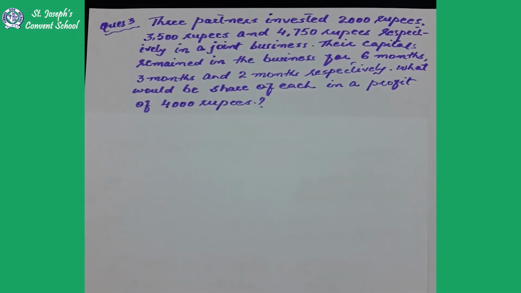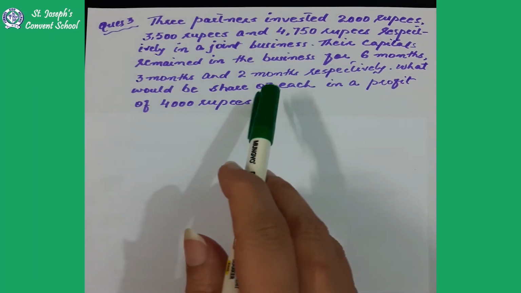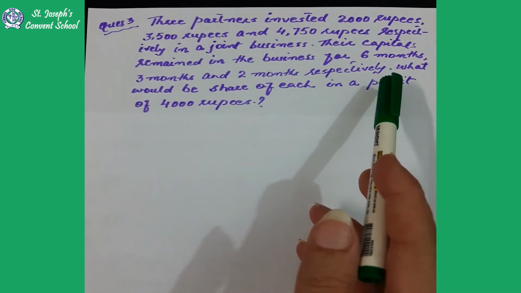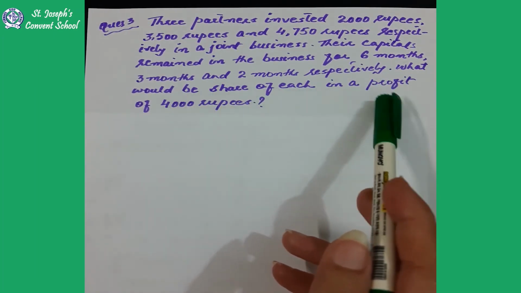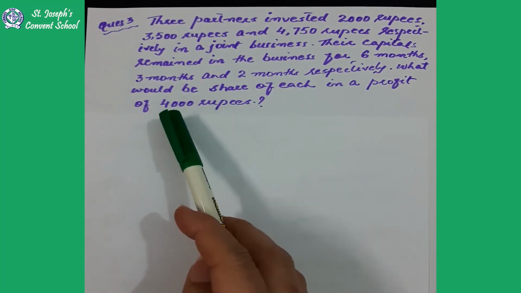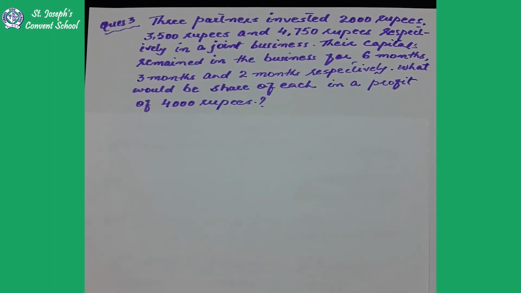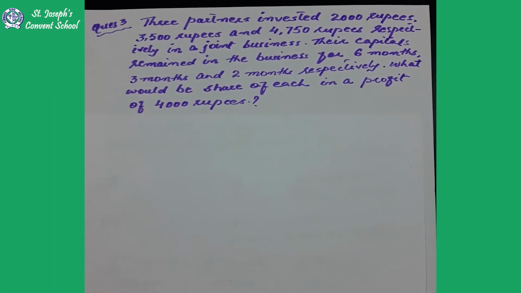Now the duration is different for all 3 of them. For different duration they have invested the amount. Now what would be the share of each in a profit of 4000 rupees? Now the profit amount is rupees 4000, which has to be distributed. Now how to distribute this amount? Same method like we did in the other 2 questions.